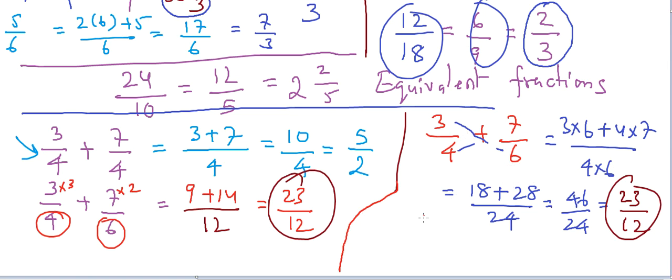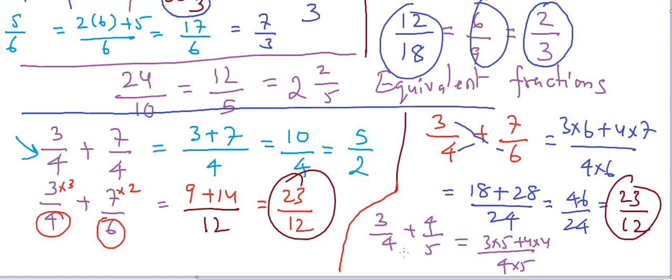What I mean is, let's say this is 3 by 4 plus, not 5 by 6, let's say plus 4 by 5. So here the denominators are co-prime, 4 and 5 are co-prime numbers. Here this is what we need to do: 4 into 5, and 3 into 5, plus 4 into 4.